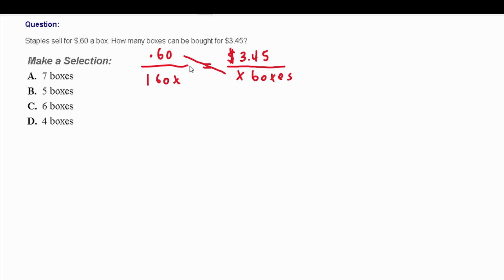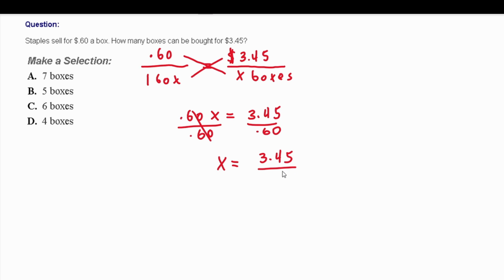So this becomes x times 0.60. So this is 0.60x equals 1 times 3.45. And anything times 1 is just itself. So this is just 3.45. To solve for x in this case, we're going to divide both sides by 0.60. So this becomes x equals 3.45 divided by 0.60.